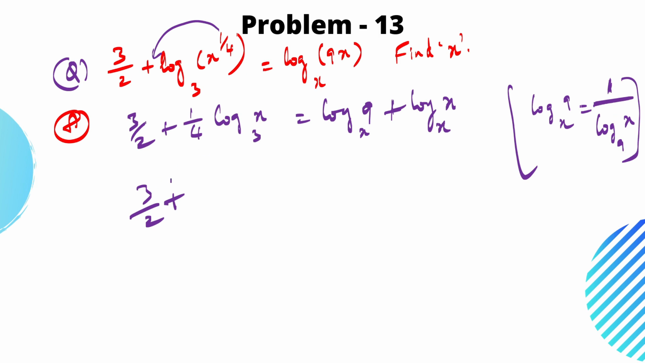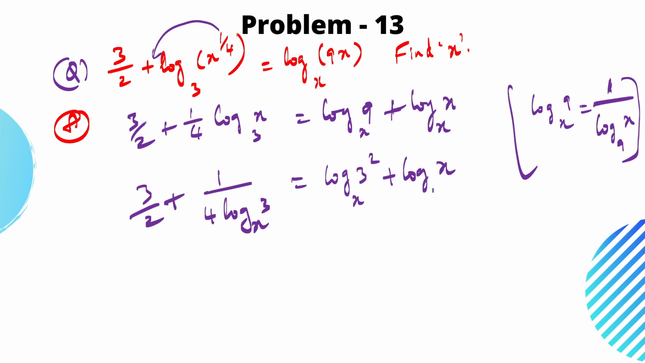In the same way we can write this. We can make log x to the base 3 as 1 by 4 into log 3 to the base x. This will be equal to log 9, where 9 can be written as 3 square, to the base x, plus log x to the base x, which is equal to 1. So 2 can come here, and log x to the base x will be equal to 1.